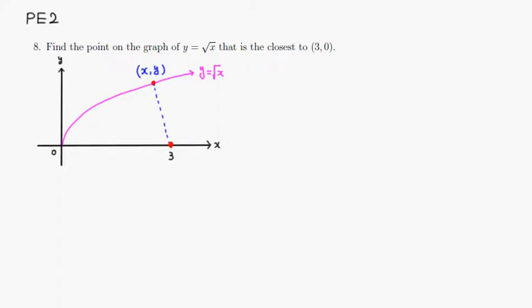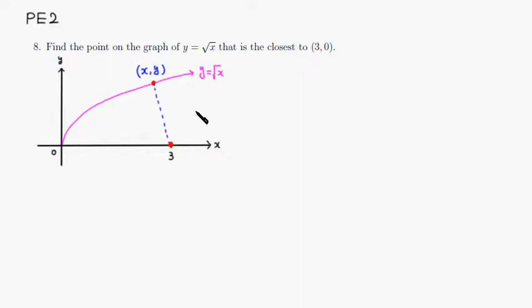Alright, let's look at practice exam 2, problem number 8. We want to find the point on the graph of y equals square root of x. So this is the graph right here. That is the closest to (3, 0), which is the point right here.